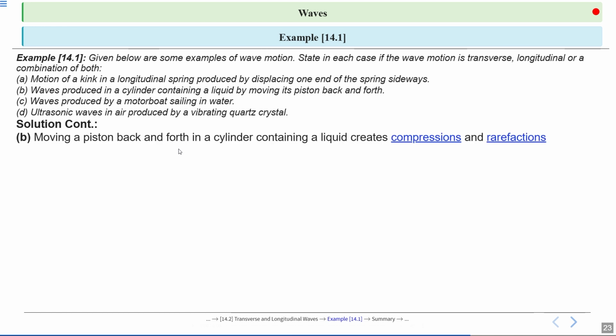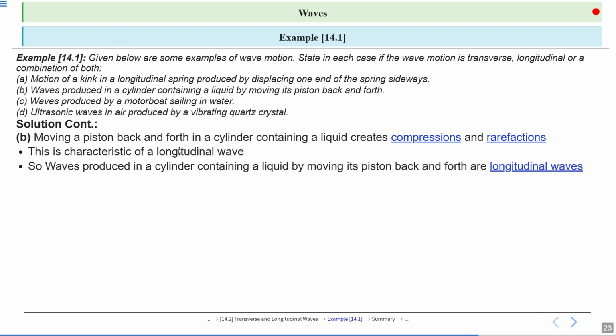Now, B. When we move a piston back and forth in a cylinder filled with liquid, it creates compressions and rarefactions. Compressions are regions where the particles are pushed closer together, and rarefactions are regions where the particles are spread out. This is a characteristic of a longitudinal wave. So, waves produced in a cylinder containing a liquid by moving its piston back and forth are longitudinal waves.